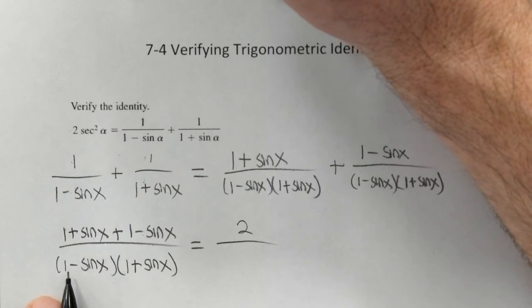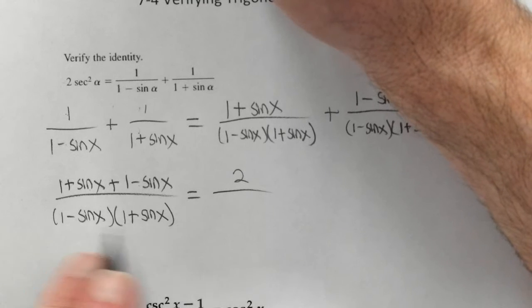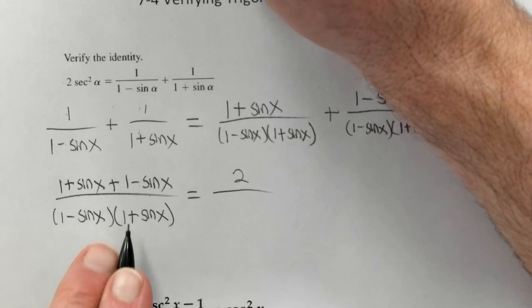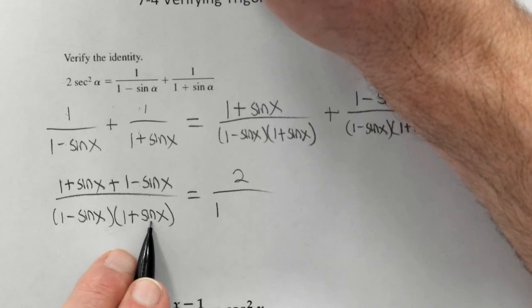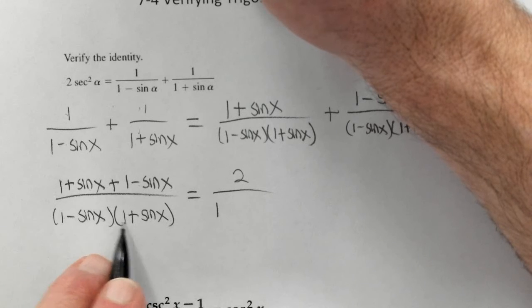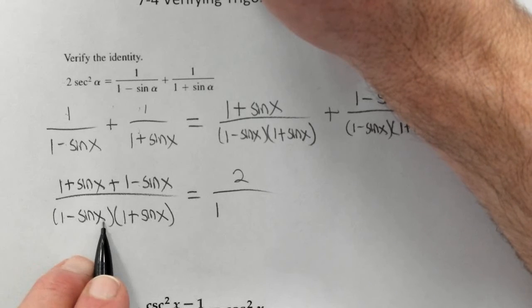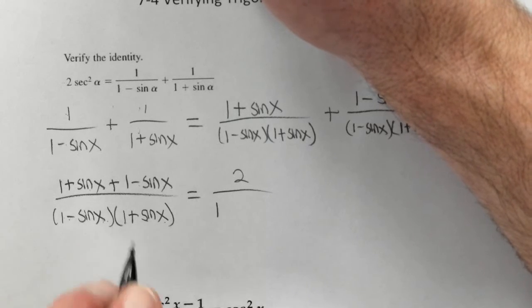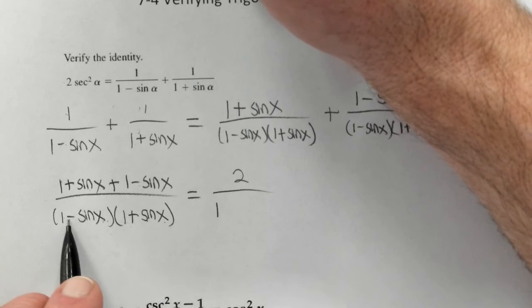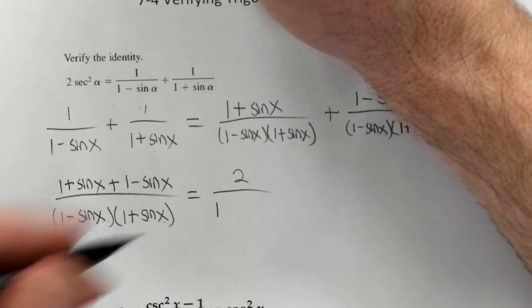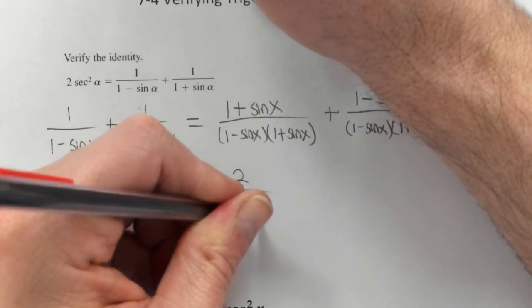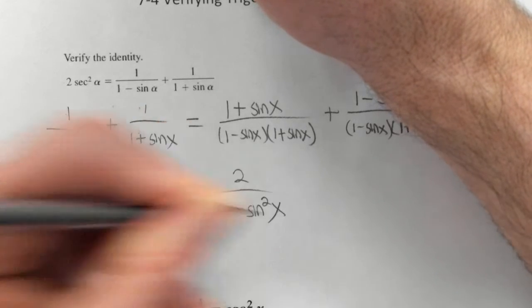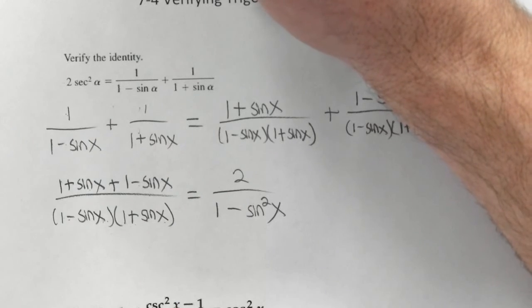And here, if I use the distributive property to multiply this out, let's see what we get. 1 times 1 is 1. Now 1 times sine of x is just sine of x, and negative sine of x times 1 is negative sine of x. So sine of x minus sine of x, that's gone. Then the last term is positive times a negative, which is a negative, and sine times sine is sine squared. All right, so that's what we're down to now.